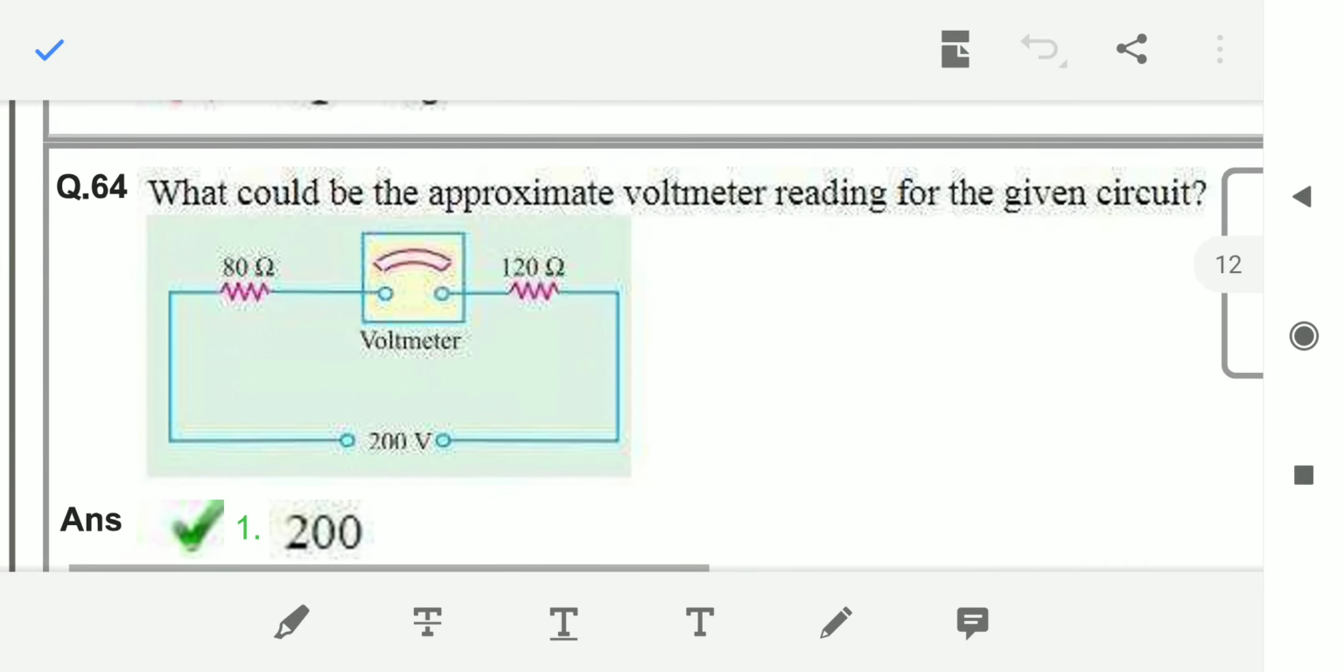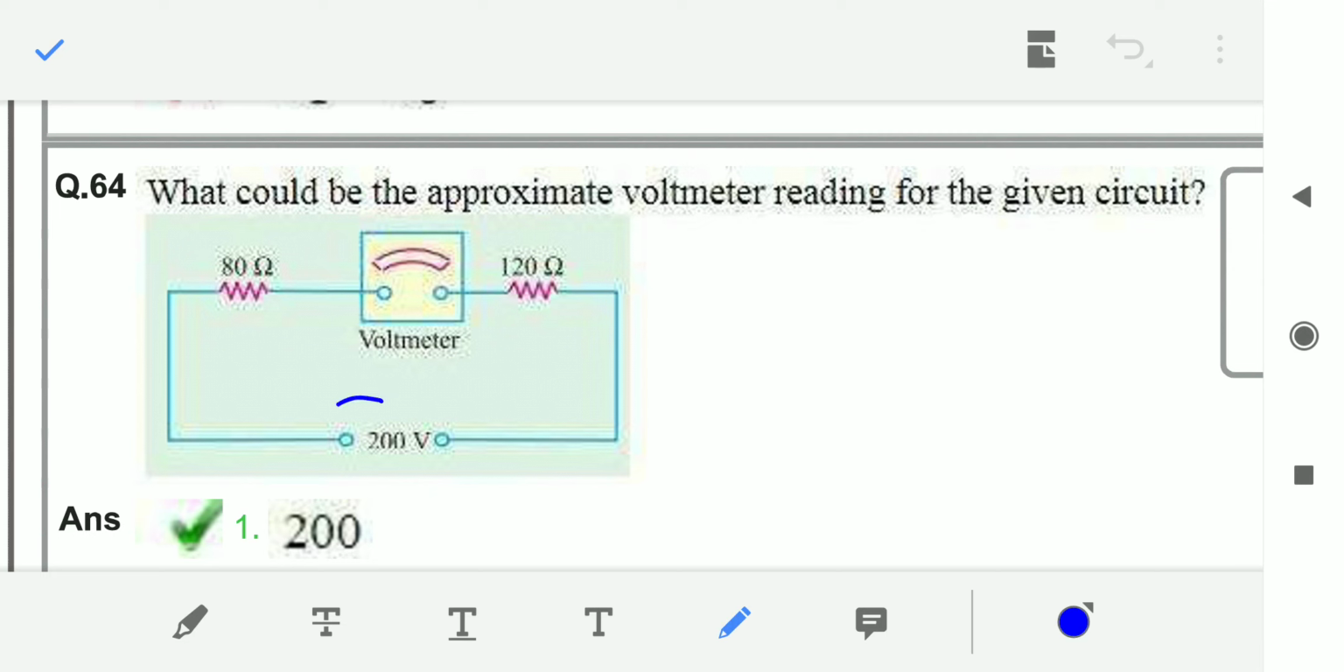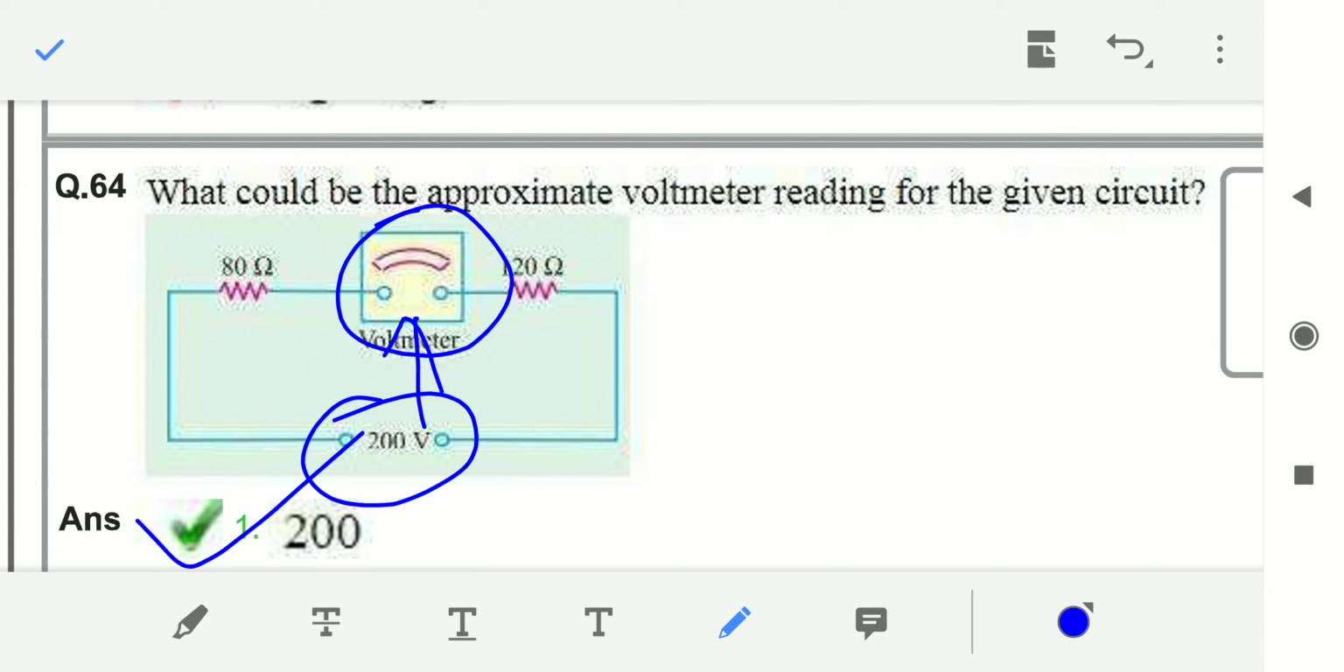Question number 64, what could be the approximate voltmeter reading for the given circuit? If you observe here, the applied voltage is 200 volts and it is an open circuit. In the open circuit I have connected a voltmeter, so definitely the same voltage I have applied will be available across this voltmeter. So the answer is 200 volts.